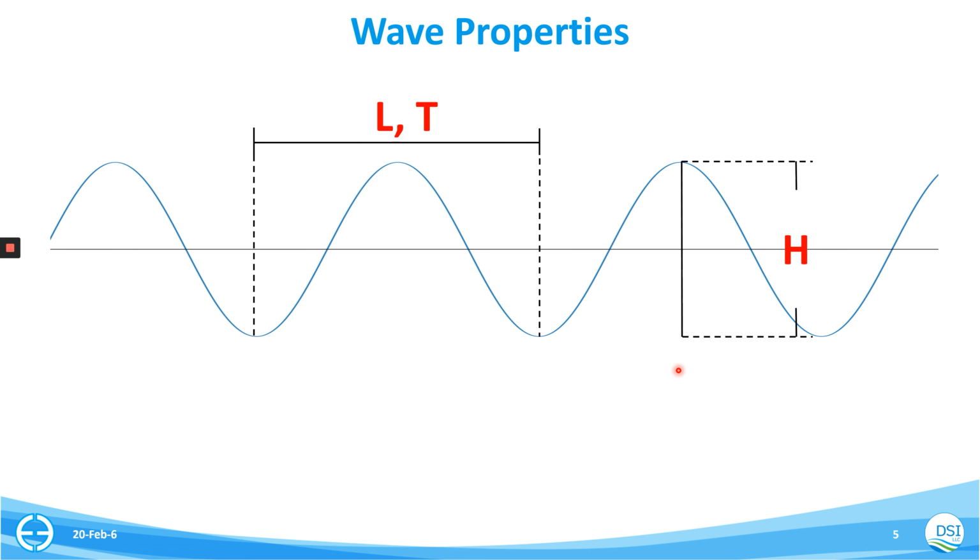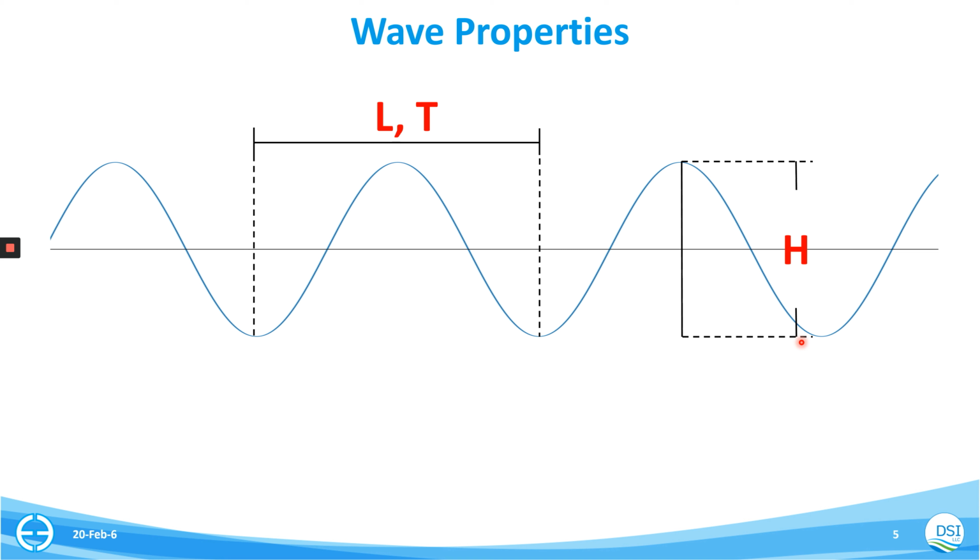Here are the very basic wave properties. Here we have a sine wave, and we all know that this represents the wavelength, and the time that a wave takes to pass through is the period. And then the wave height is from the crest to the trough.